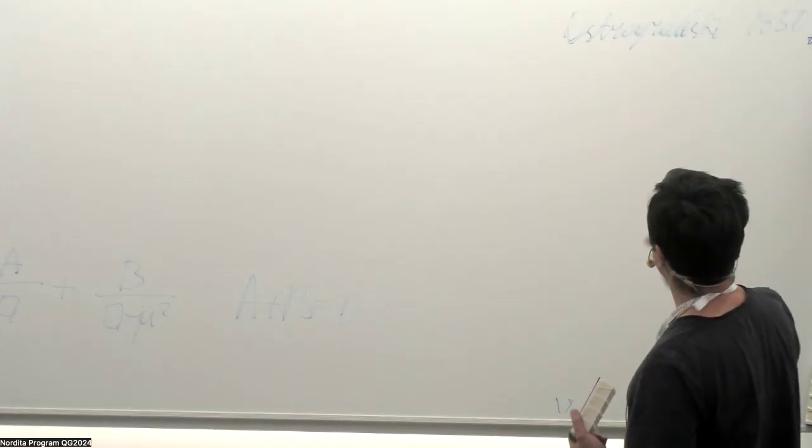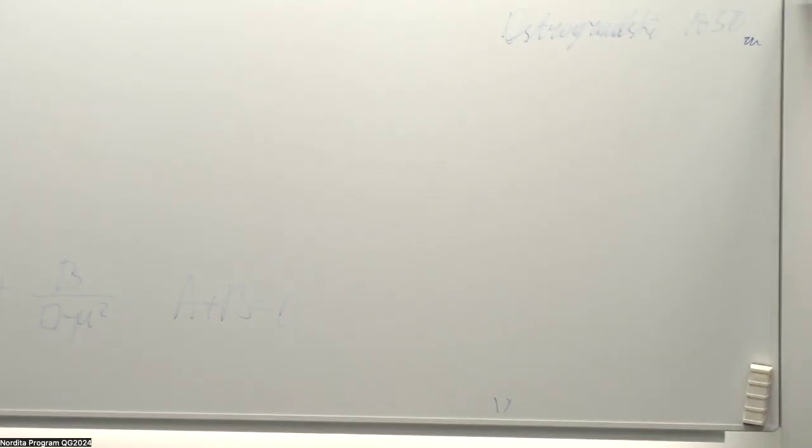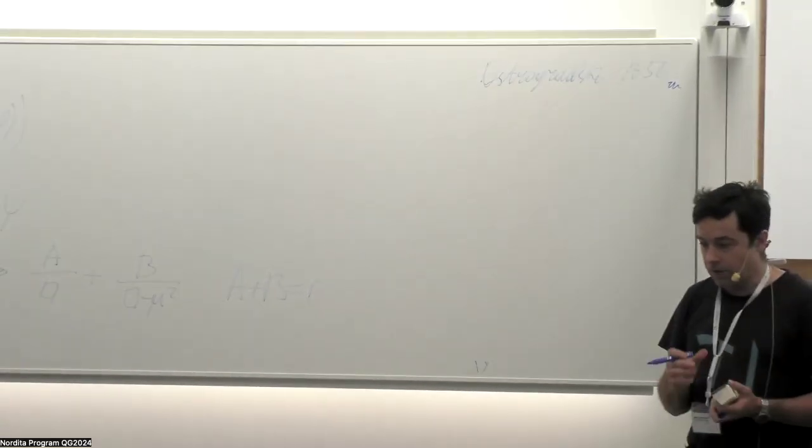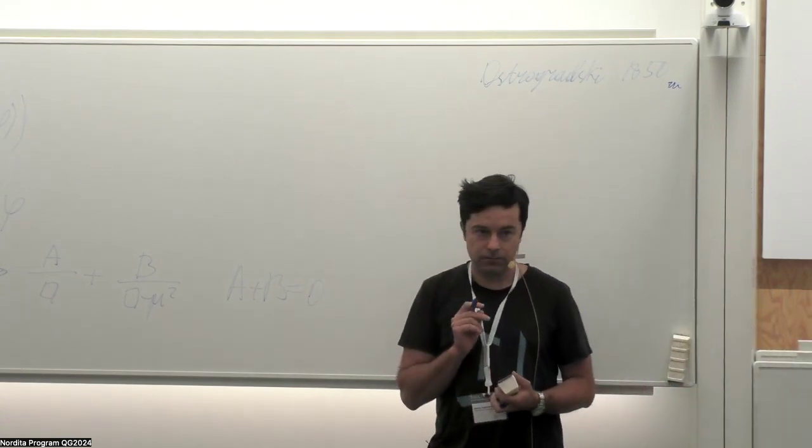Oh, much better. Okay. So Ostrogradsky did it in 1850. It's roughly 170 years ago. However, he didn't speak about an infinite number of derivatives.